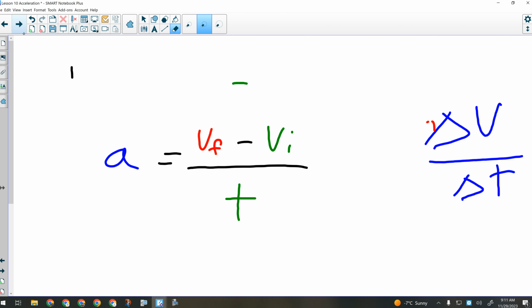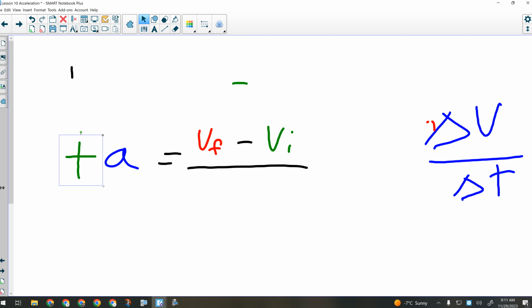We did that already. Let's look at manipulating this formula. Rules of algebra, just a quick review. Let's say I want to solve for t. What should I do? Multiply both sides by t. Yep, absolutely.